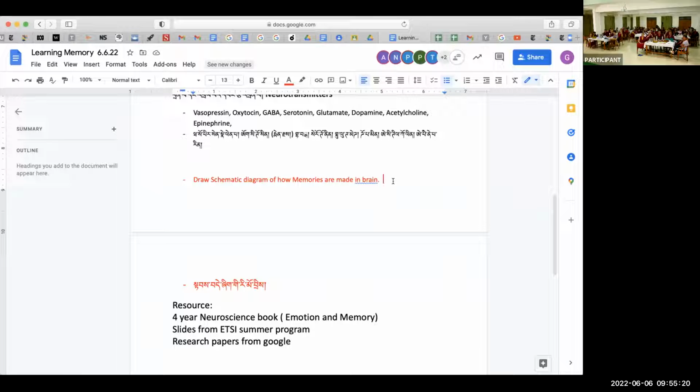So Gisela was saying the memory is some sort of, you know, very complex and dispersed in many other parts of the brain, and because of that, to draw the complete process will be impossible, but at least students can draw some sort of basic or rough idea of how the memory is actually involved in the brain and so on.